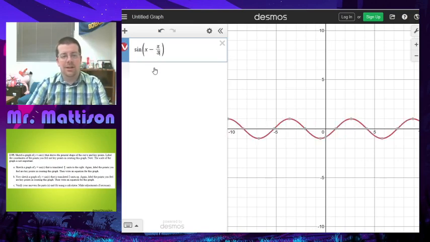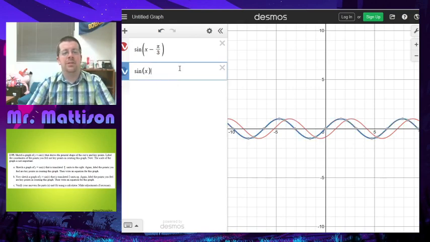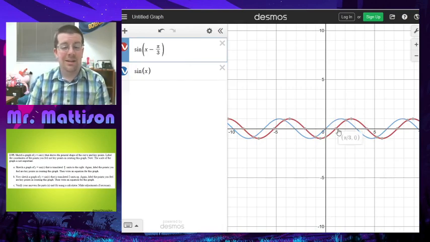So that's going to be that same graph, but shifted over. I'm going to put sine of x just so we have a point of reference. My blue is my original, and my red graph is that same graph but shifted to the right pi over 3.